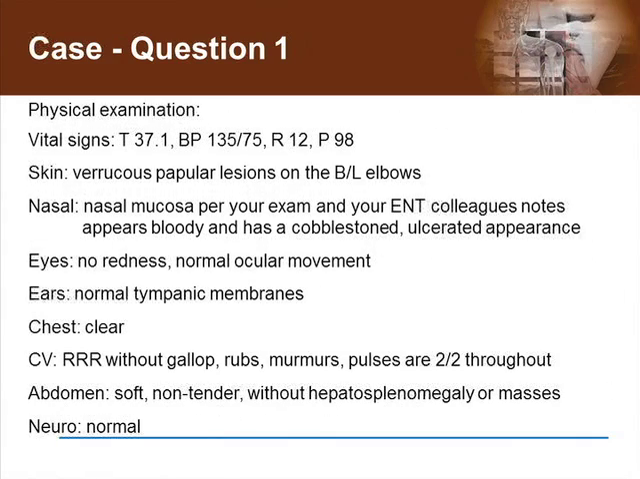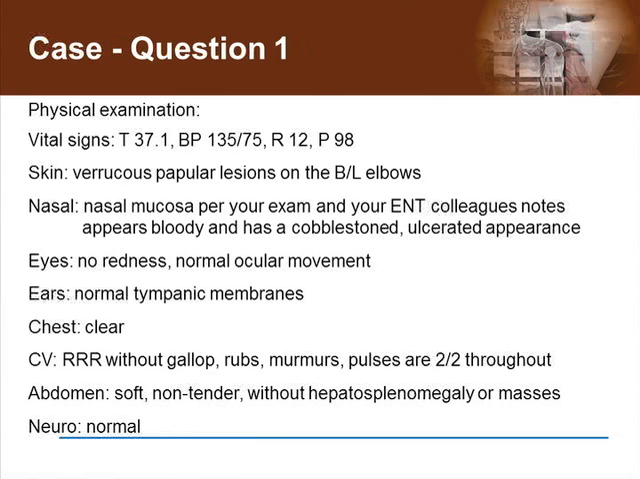On physical examination, his vital signs include a temperature of 37.1, blood pressure of 135/75, respirations of 12, and a pulse of 98. His skin reveals verrucous papular lesions on the bilateral elbows. The nasal exam reveals mucosa that, per both your exam and your ENT colleague's notes, appears bloody and has a cobblestoned and ulcerated appearance. The eyes reveal no redness and have normal ocular movements. The ears reveal normal tympanic membranes.